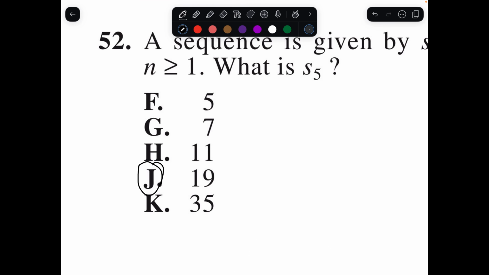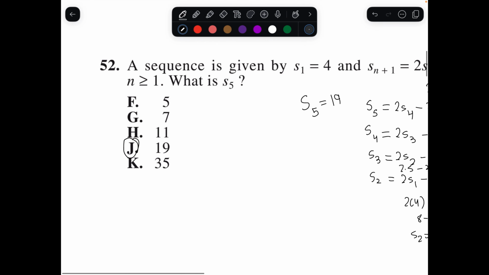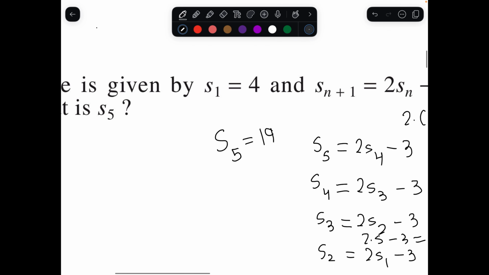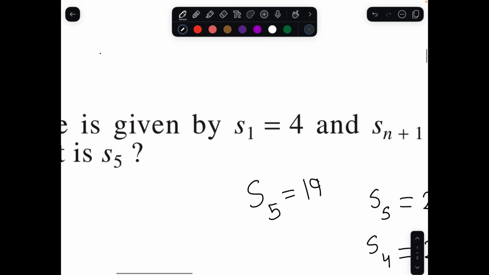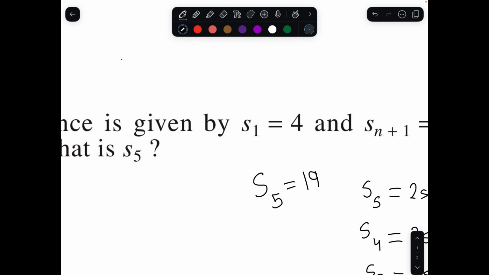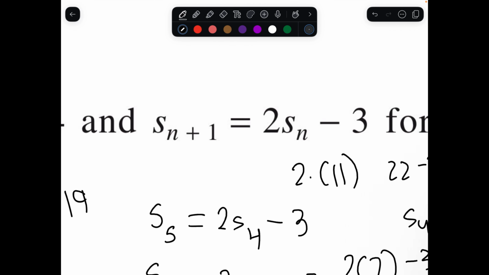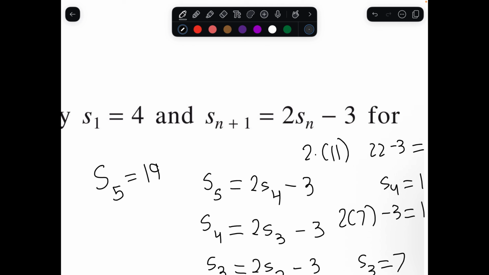This matches answer choice J. So for this problem, just remember to find the next term after what's given. So first find s of 2, find s of 3, s of 4 using this formula, because that is all you can do with this formula. You can only find the next term.